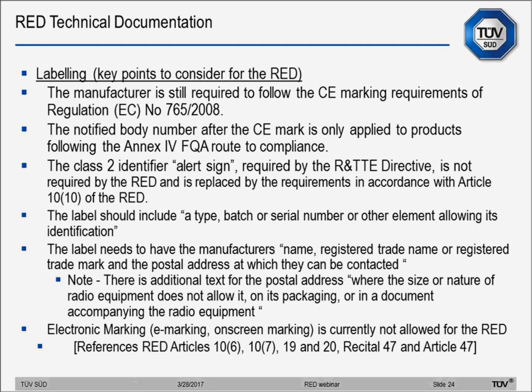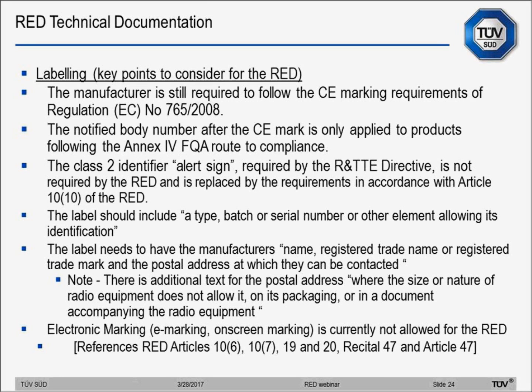Labelling has also changed between the directives. The manufacturer is still required to follow the CE marking requirements of Regulation 765/2008. The notified body number after the CE mark is now only applied to products following the Annex 4 FQA route to compliance. If you look at the majority of mobile phones, they will still have a notified body number after this. Mobile phones, unless they're using the Annex 4 FQA route to compliance, will no longer require the notified body number after the CE mark.